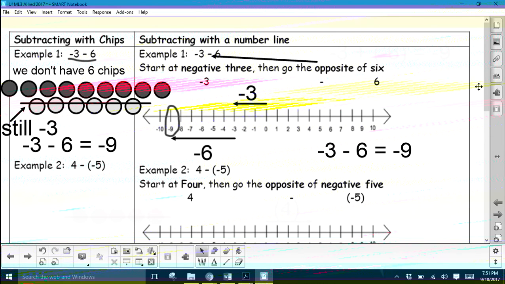And maybe you're noticing, hey, that's kind of like if we did -3 plus -6. Kind of the same thing there. But I've got -3 minus 6, and that takes me to -9.